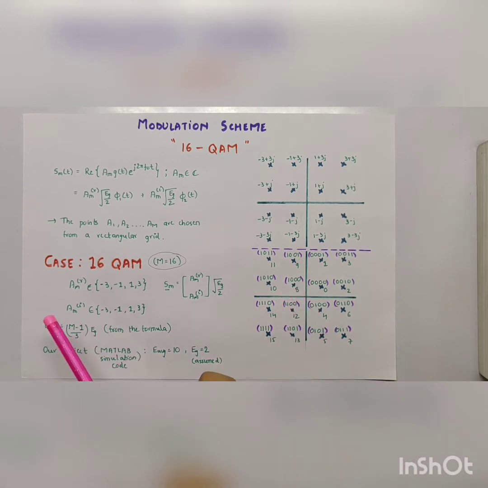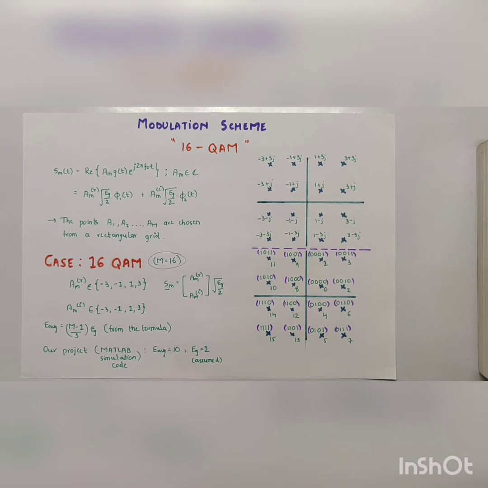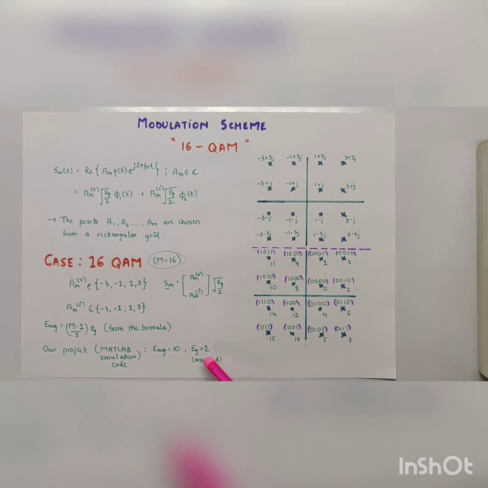E average can be calculated by using the previously mentioned formula. It turns out to be equal to this. In our project, we have a MATLAB simulation, so we don't actually have a baseband signal g(t). We took our average energy for our scheme to be equal to 10, so E_g will be equal to 2 in our case correspondingly.